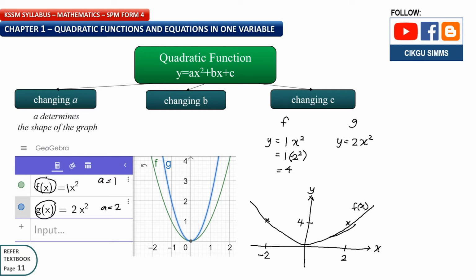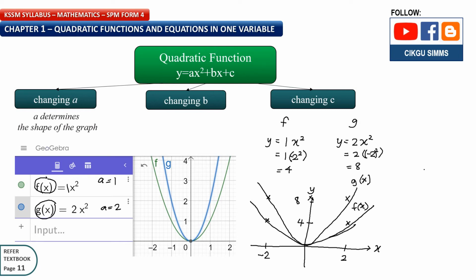Okay, let's plot for g. x is the same value, 2, because we want to see the difference. So 2 squared is 4, and 4 times 2 is 8. So when x is 2, y is 8, sorry. So it is much higher than this point here. And if x is negative 2, it also becomes positive 8. So here, this is the function g. So you can see g(x) is much narrower than f(x).